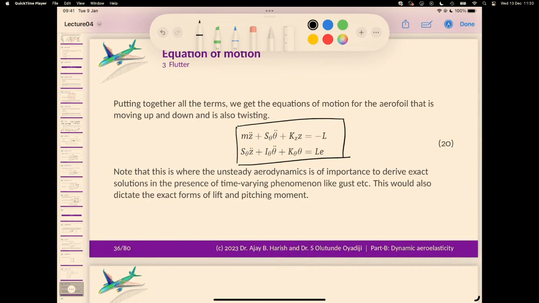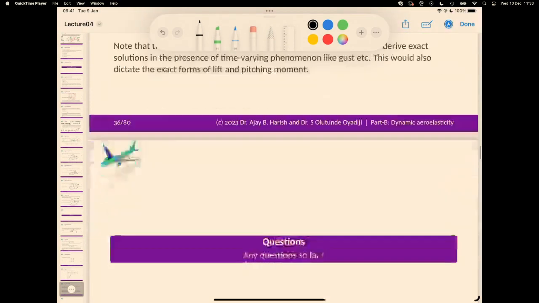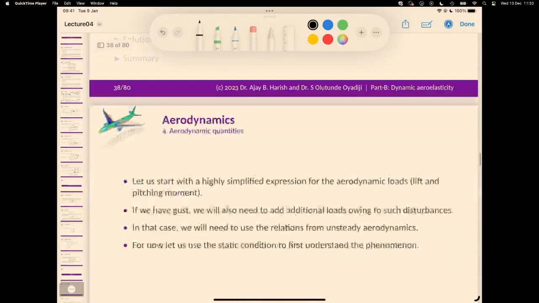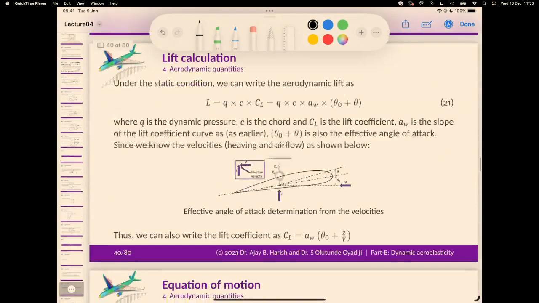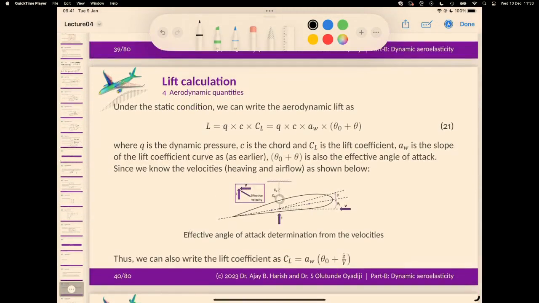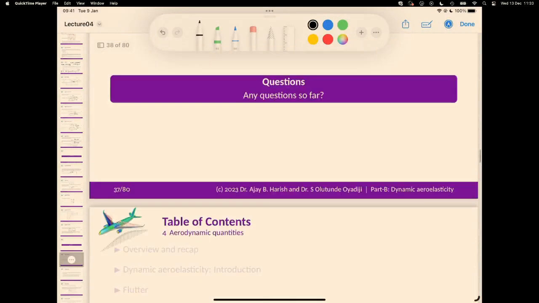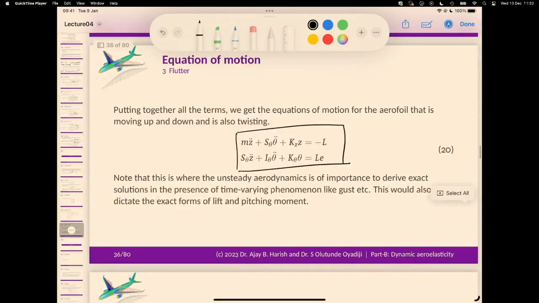That probably took not more than 5 or 10 minutes, but if you want to understand and dive deep into it, you should go through the video and have a look at it, and I'm happy to help you if you're stuck anywhere. Another thing that we want to do is, we have written our generalized forces. Any questions so far?